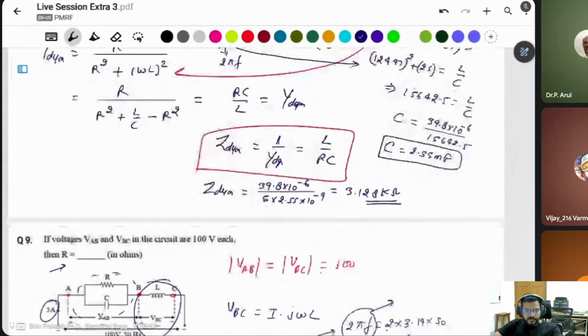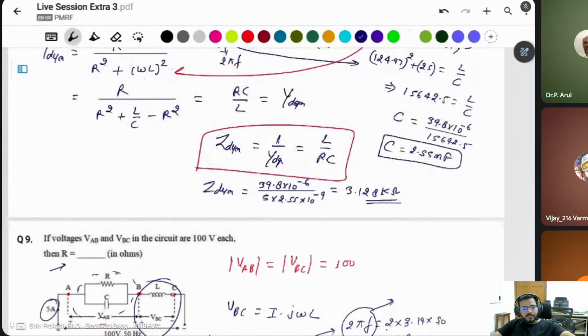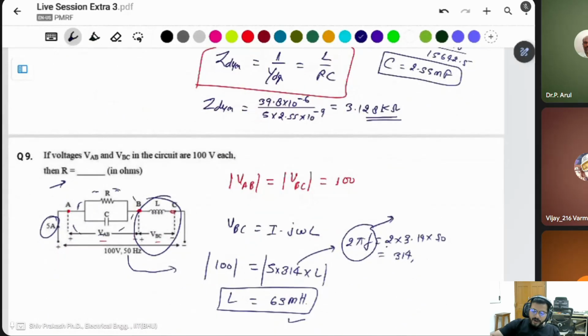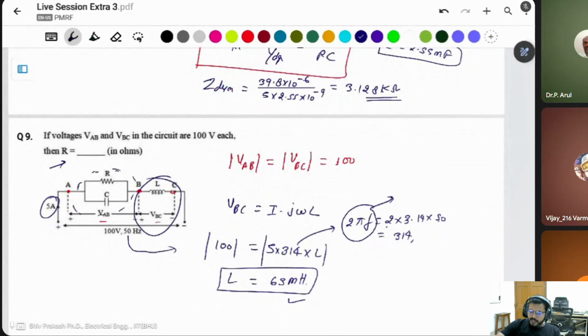Okay. And if you want to try this one by using the impedance method, then I can do it, but it will take a long time to find the impedance. Okay, everyone, I want to stop this thing here.